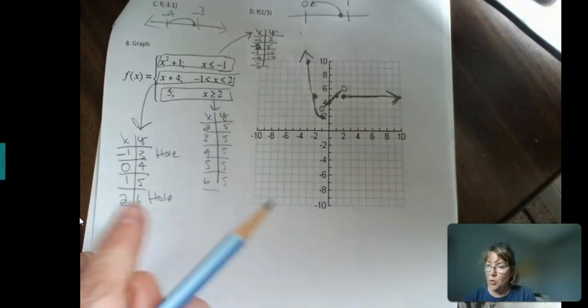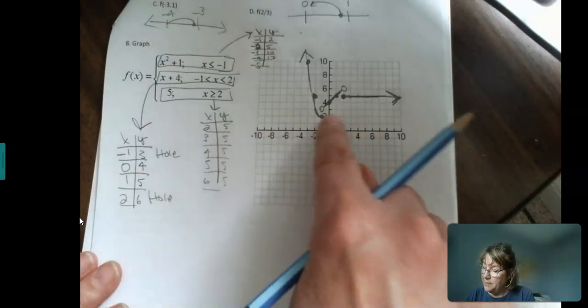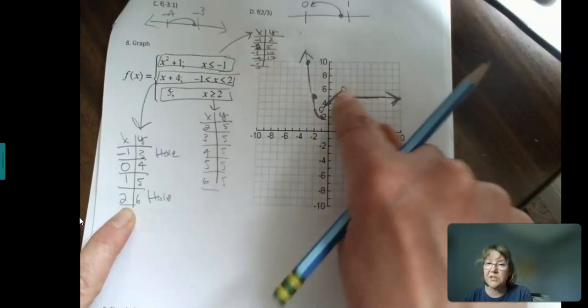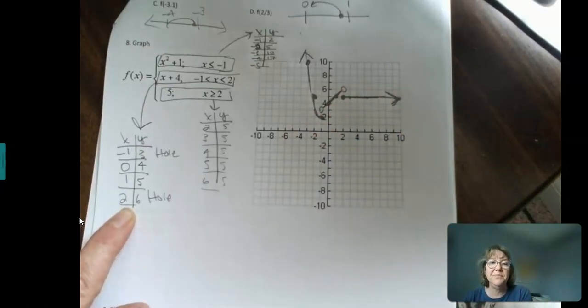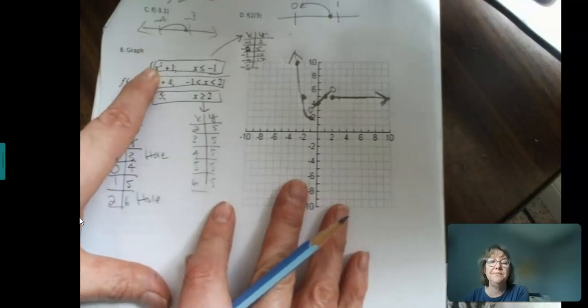All right, so what I'm going to do here is put my hole at -1.3, put my hole at 2.6, and I drew my line in the middle. Okay, did that guy. All right, so now let's look at this one.